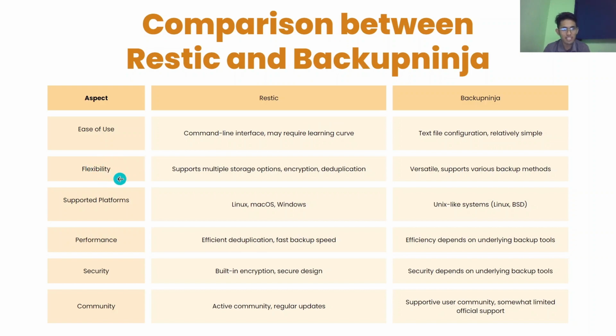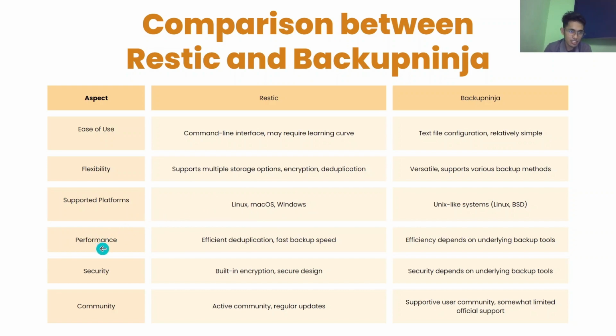The next one is flexibility. Restic supports multiple storage options, encryption, and deduplication, while Backup Ninja is versatile and supports various backup methods. The next one is supported platforms. For Restic, we have Linux, macOS, and Windows. For Backup Ninja, we have Unix-like systems, Linux or BSD. So for supported platforms, Restic wins because it has many more options than Backup Ninja.